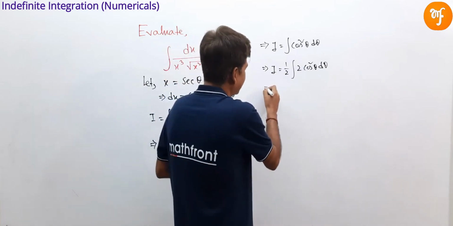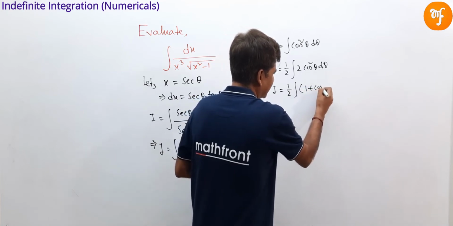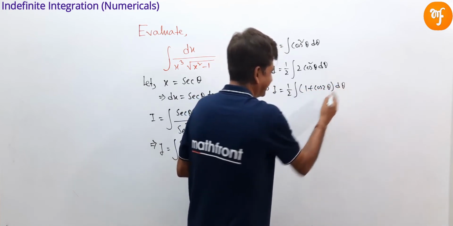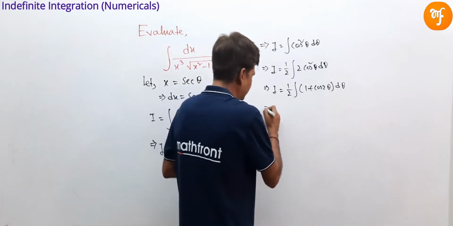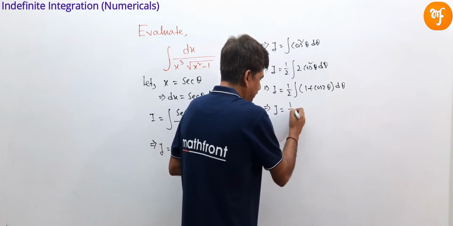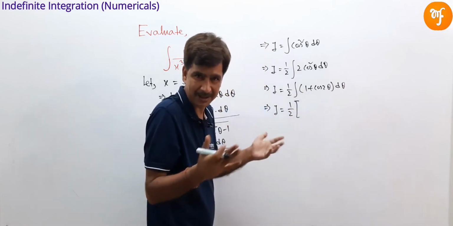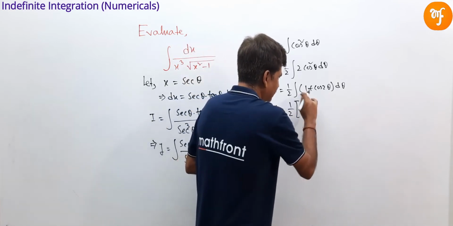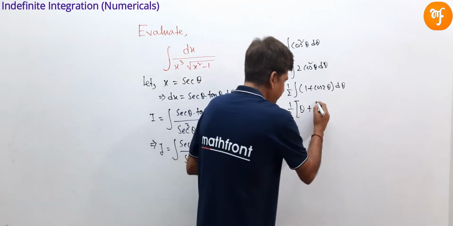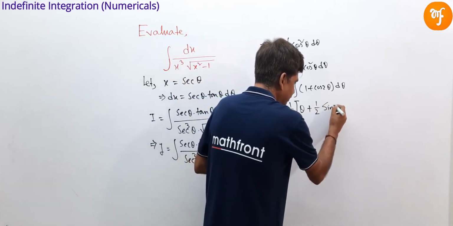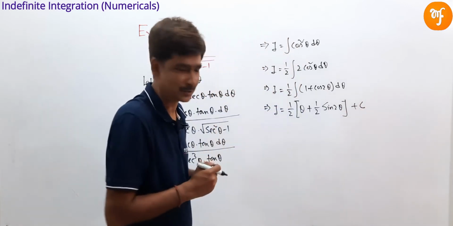So writing I is equal to half integration of 1 plus cos 2 theta d theta. Now we can easily find the integration. Applying the formula, the integration becomes half of the integration of 1 into d theta, which is theta, plus the integration of cos 2 theta d theta, which is sin 2 theta by 2. So this is half of sin 2 theta, plus c. The c is the integration constant.